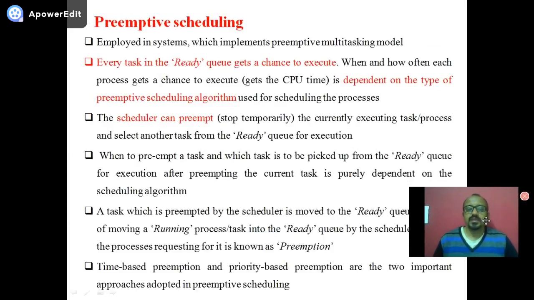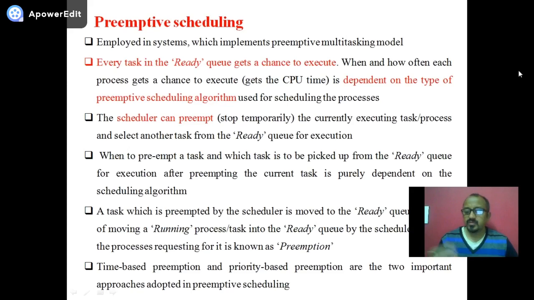Preemptive scheduling means it is based on the priority, or on the time slot allotted to each task. Preemptive means you have to temporarily stop the presently executing task and give the CPU time to another. It's called preemptive because the dictionary meaning is stop temporarily. It doesn't mean that it is stopped permanently. The present executing task or process is stopped temporarily, and the CPU time is handed over to another task.